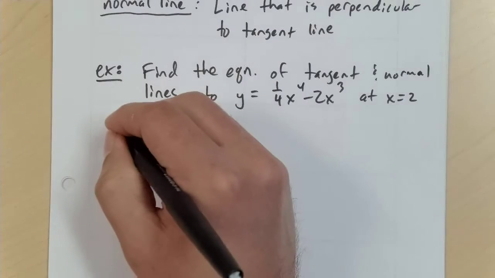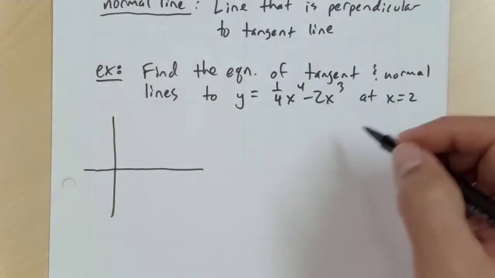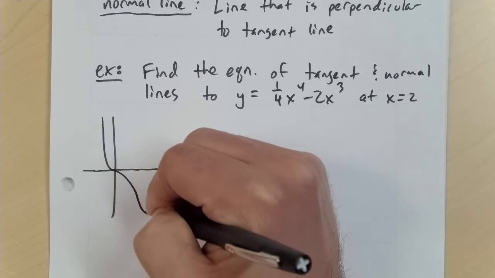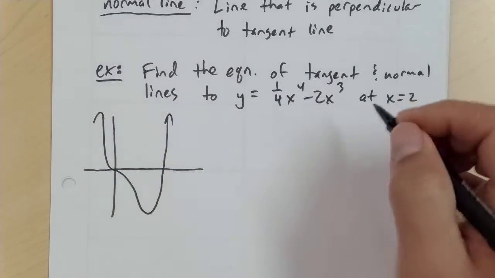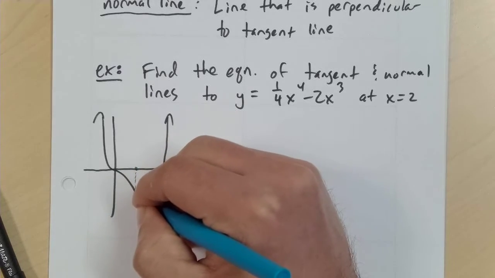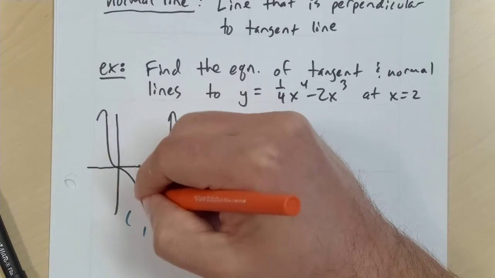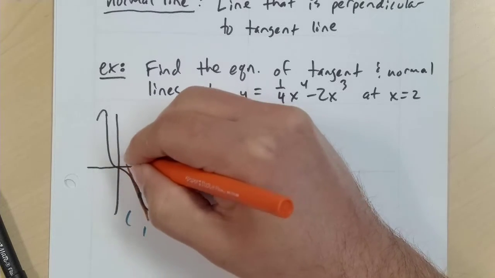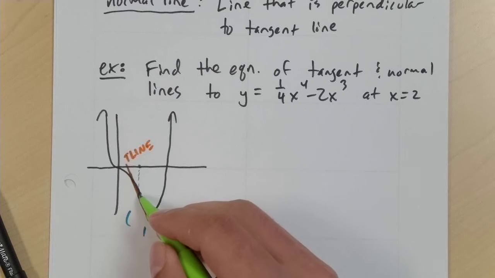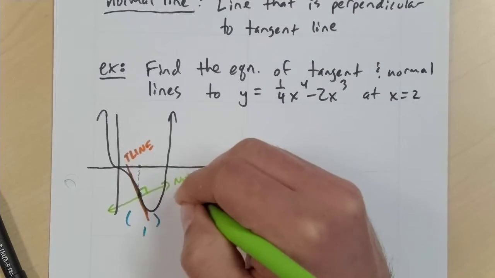Okay, and so just to give a picture of what's kind of going on here, you can quickly sketch a picture. It's a fourth degree, so it opens up. If you look at the calculator, you can see that it's going to look something like this. Okay, and we're interested at x equals 2. So let's say 2 is right here. What we're trying to find is the tangent line equation. So that'll be the orange one. This is the tangent line right here. And the normal line, by definition, is just the line that is perpendicular to the tangent line. So this is what the picture looks like.